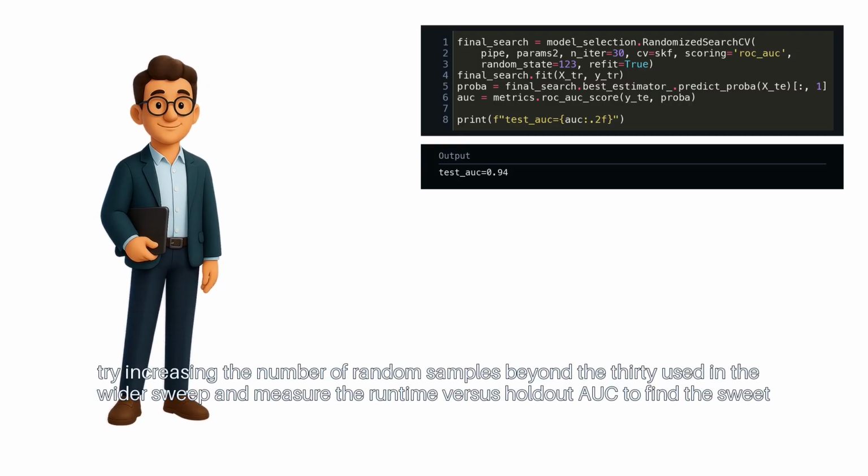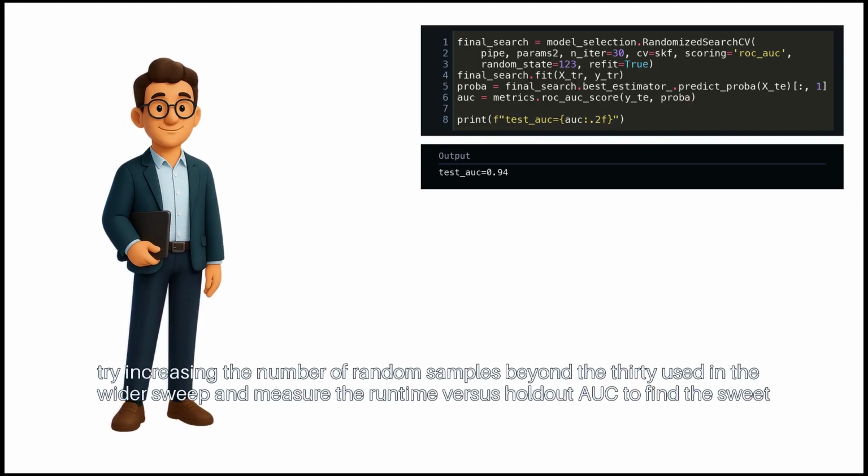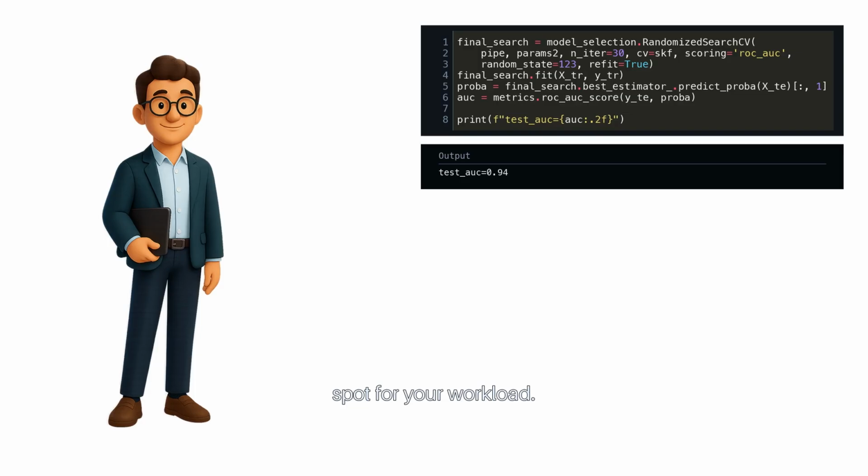Next, try increasing the number of random samples beyond the 30 used in the wider sweep and measure the runtime versus holdout AUC to find the sweet spot for your workload.